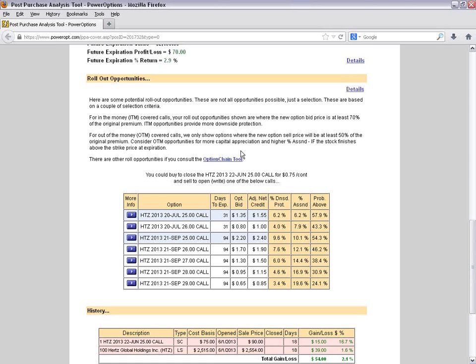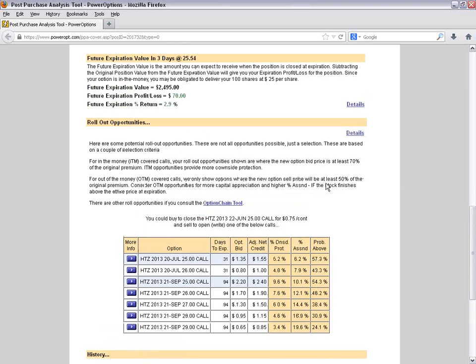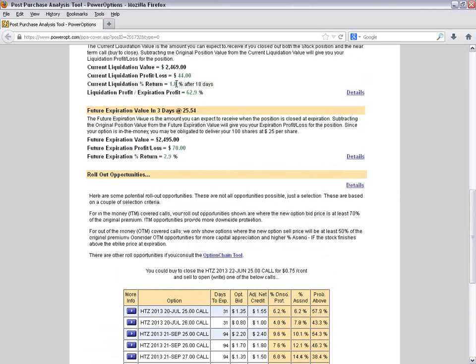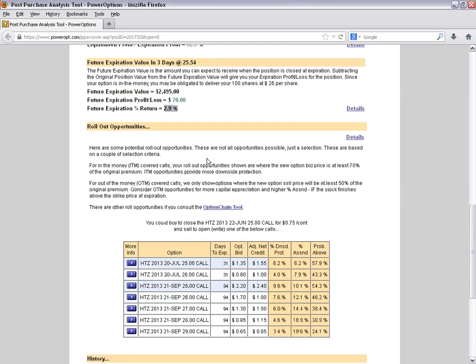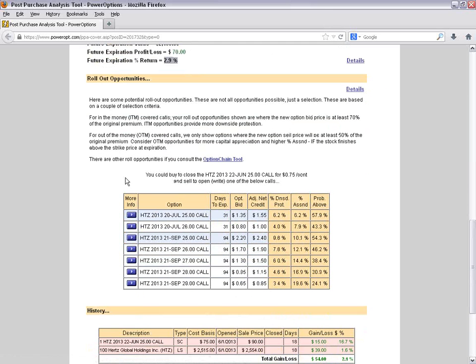All right, these are all good, but I was hoping we'd see an example that would match what I'm looking for. We might see one on Johnson & Johnson, but let me take a look. Here's what we're looking at. We know we can make 1.8% if we liquidate, or 2.9% if we hold it to expiration and the stock stays above 25. Okay, but right now, we are showing some of these rollout opportunities.